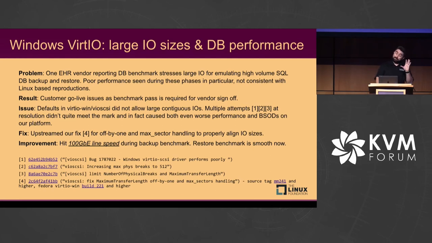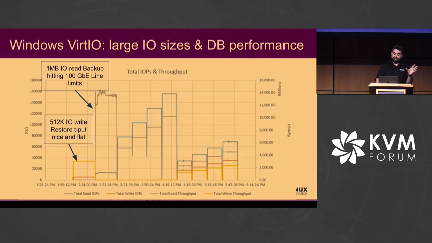And the money slide here is this one, where the requirement of this application is to be able to back up at line speed, and now we can back up at 100 gigs per second out of this application with 100 gig Mellanox CX6, whatever. And so the benchmark comes, nice, clean, and flat with 512K write restore IOs, and it's hitting some line limitations there around a paltry sum of 12 to 13 gigabytes per second.